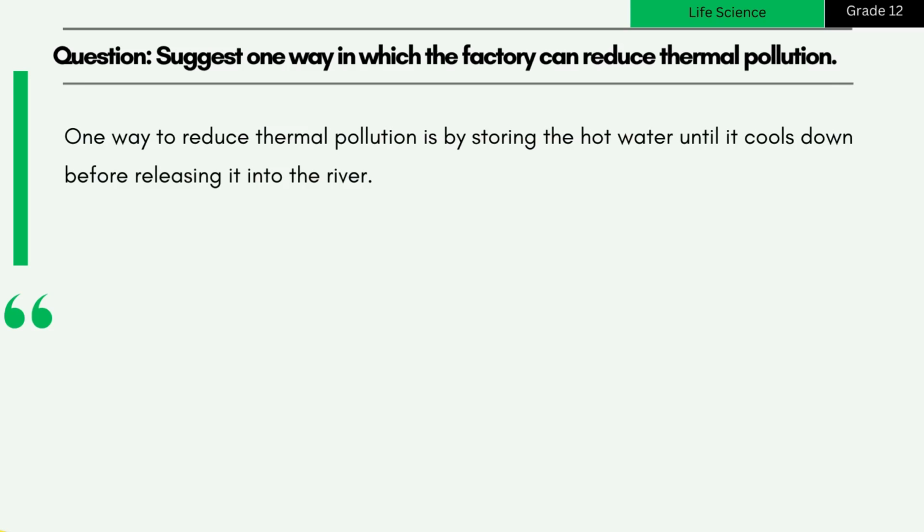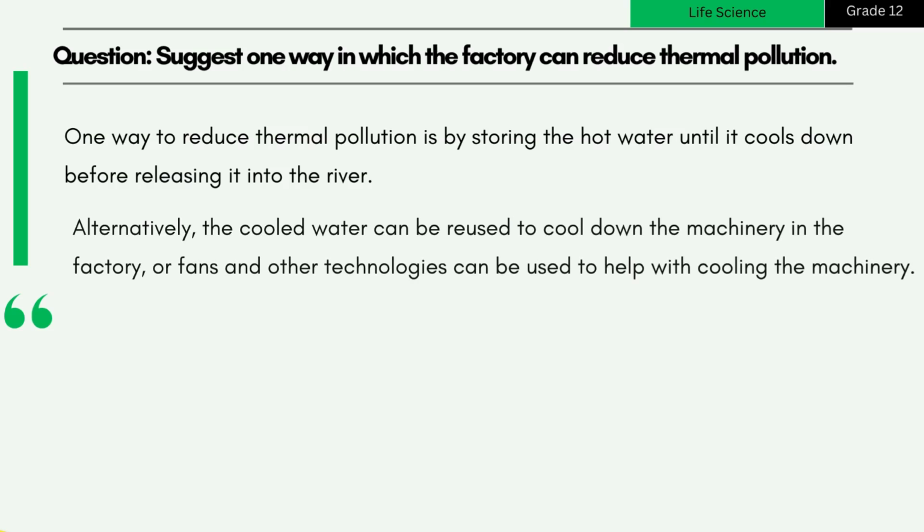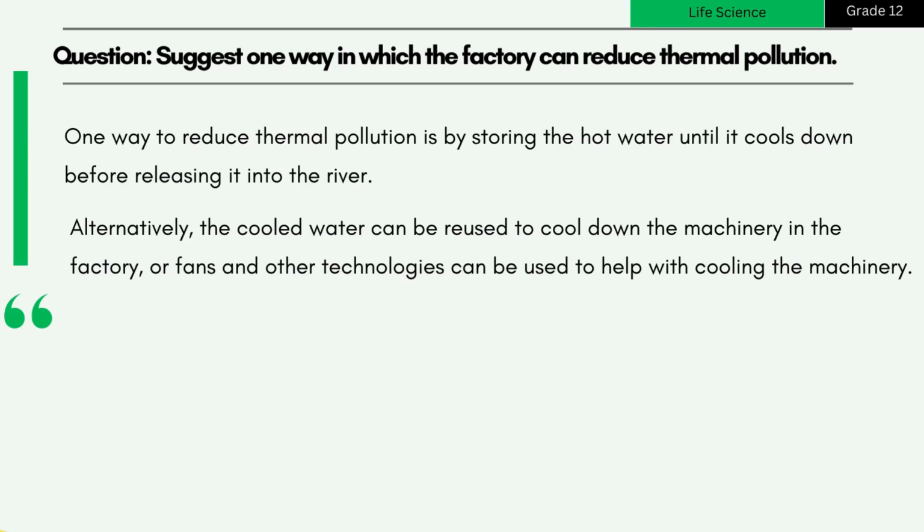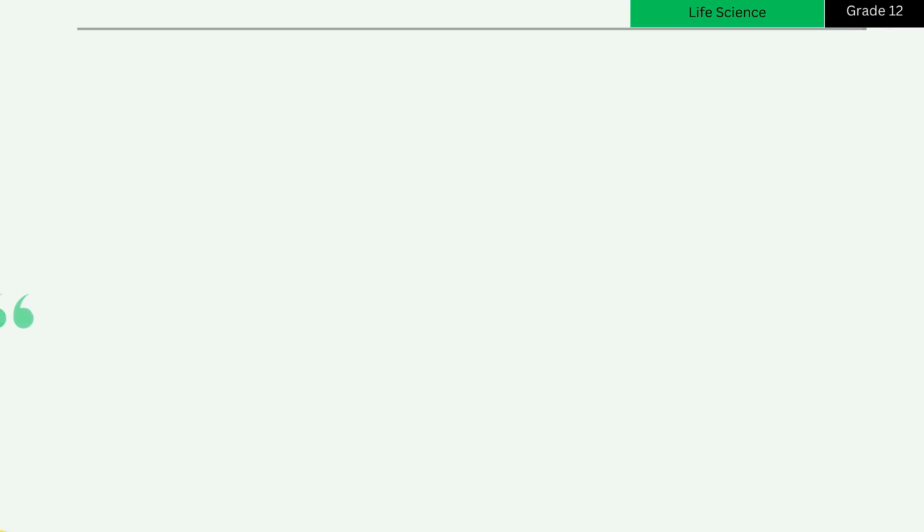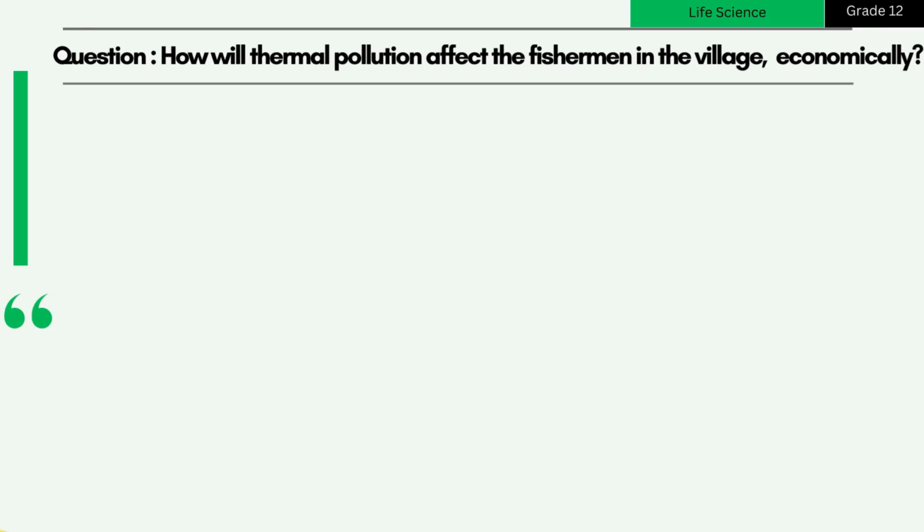One way to reduce thermal pollution is by storing the hot water until it cools down before releasing it into the river. Alternatively, the cooled water can be reused to cool down the machinery in the factory, or fans and other technologies can be used to help with cooling the machinery. Question: how will thermal pollution affect the fishermen in the village, economically?